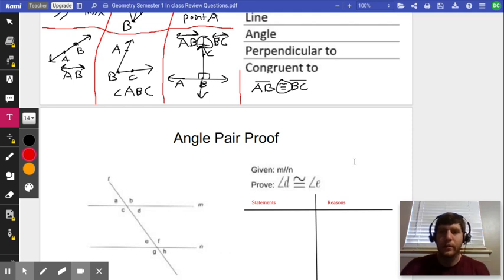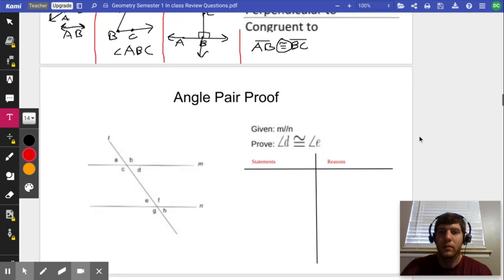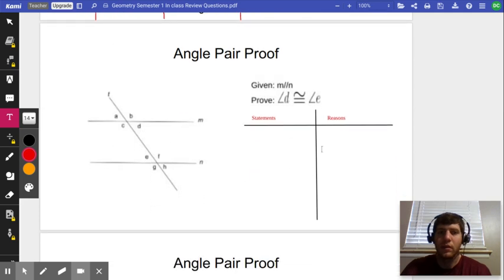All right, this is the Geometry Semester 1 in-class review, day number 2.